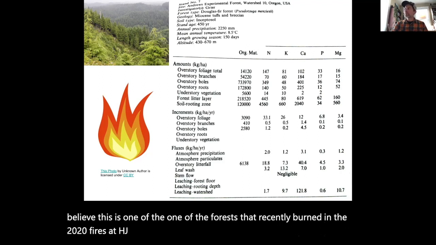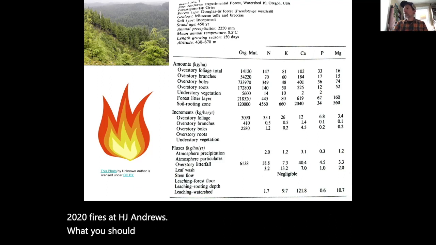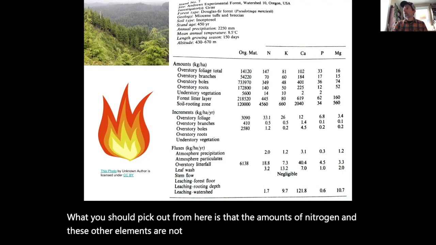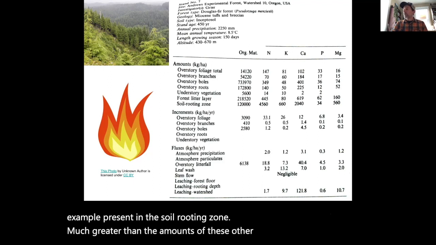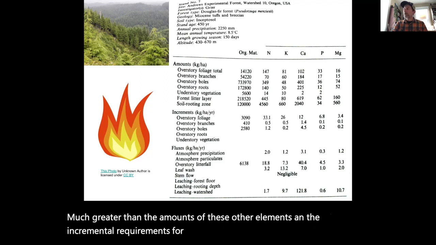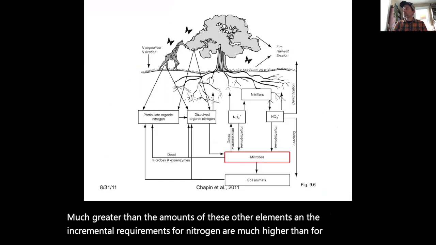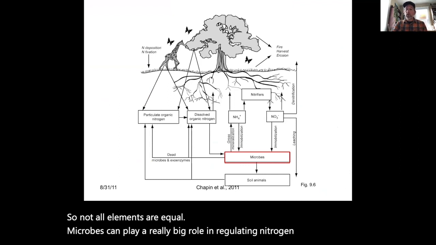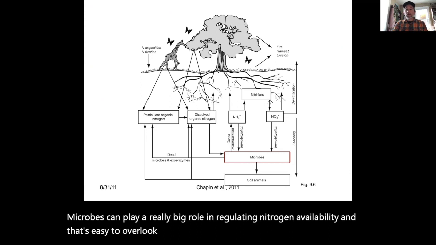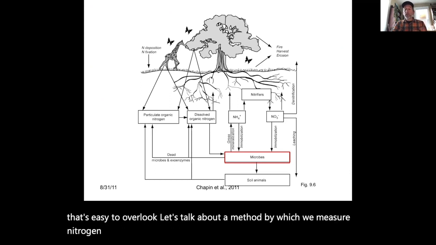What you should pick out from here is that the amounts of nitrogen and these other elements are not all equal. And so the amounts of nitrogen, for example, present in the soil rooting zone are much greater than the amounts of these other elements. And the incremental requirements for nitrogen are much higher than for other elements. So not all elements are equal. Microbes can play a really big role in regulating nitrogen availability, and that's easy to overlook. Let's talk about a method by which we measure nitrogen availability, and then we'll come back to this.